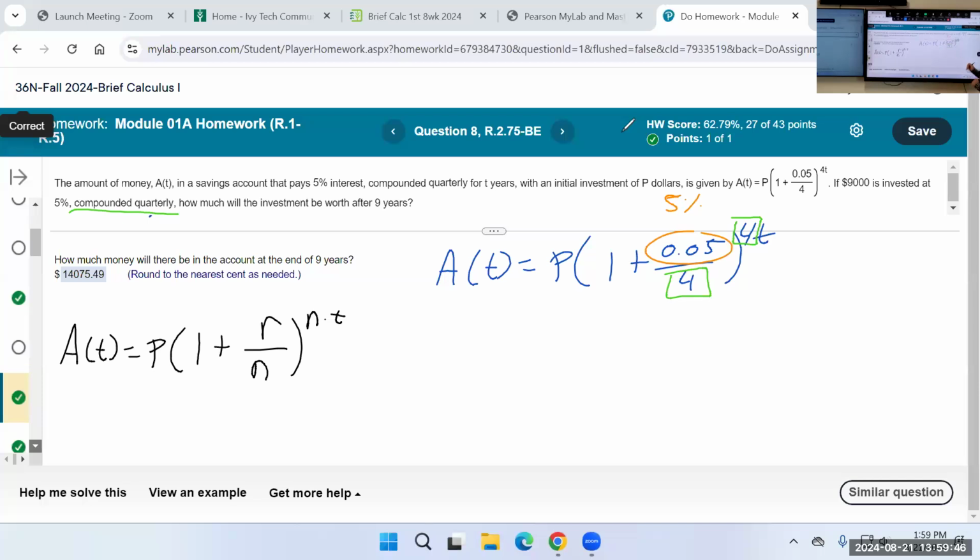So that's the general idea. And then now we just want to do a calculator check and see, can we get an answer? So they want it after 9 years, for my question anyway.